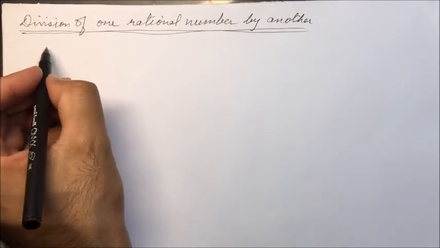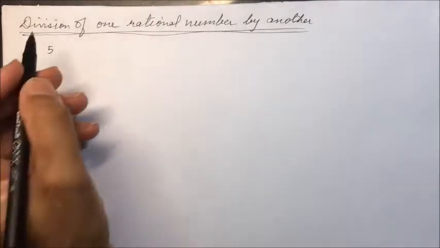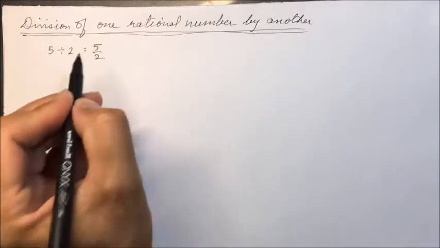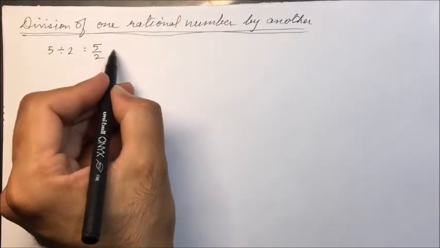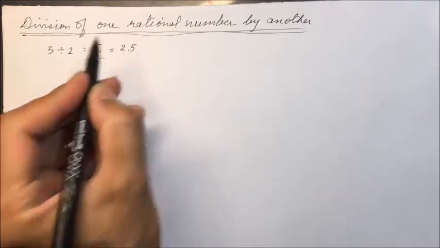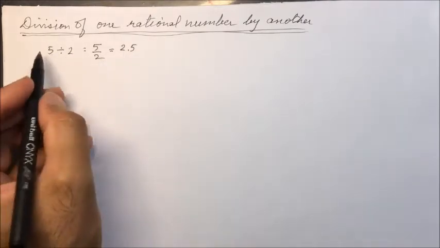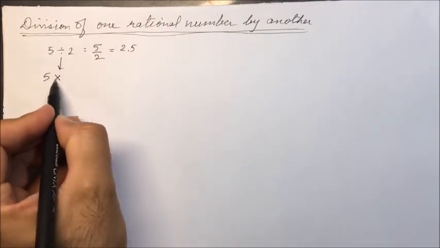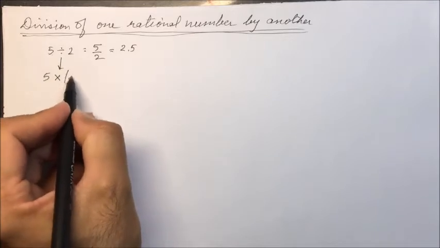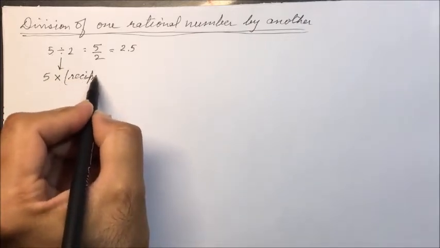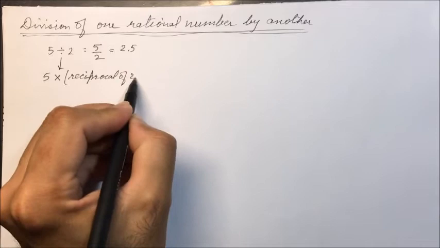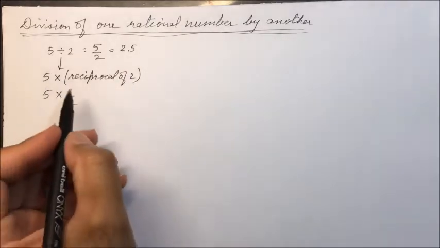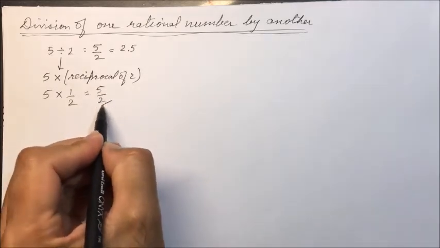So for example, we have one rational number 5 and we divide it by 2. We used to write it 5 by 2, or if you want, we can convert it into decimal, that is 2.5. Or we can proceed as well: 5 divided by 2, we take the reciprocal of 2, so 5 into 1 by 2 is equal to 5 by 2.